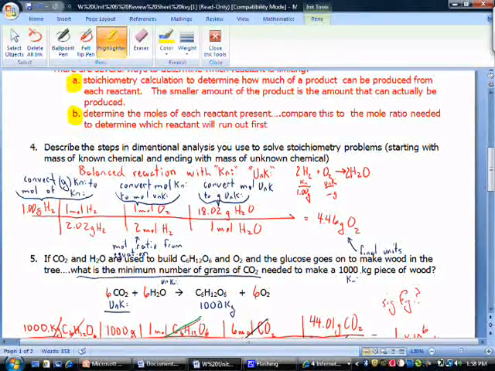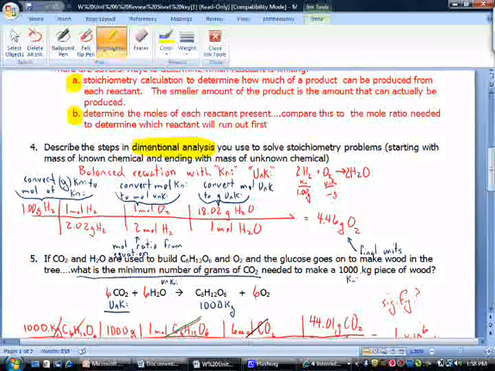Problem 4 says to describe the steps in dimensional analysis, and you certainly can use something different than what I have written here. I was simply trying to do this following along, looking at a typical stoichiometry problem and the dimensional analysis involved there. So the first thing we have to have is a balanced equation and identify what we know and what we don't know in that balanced chemical equation.